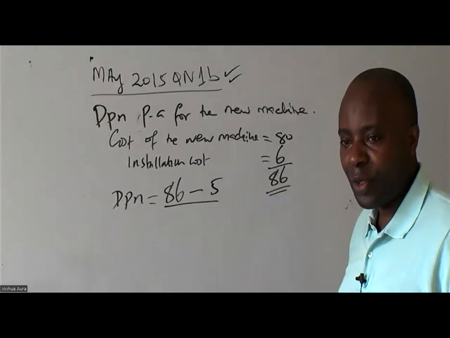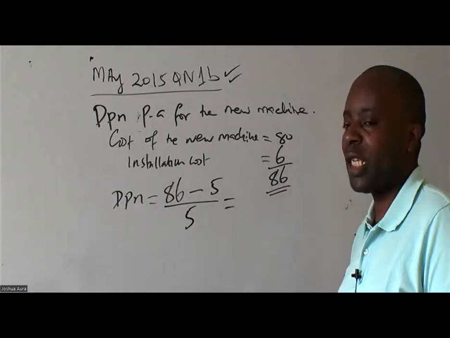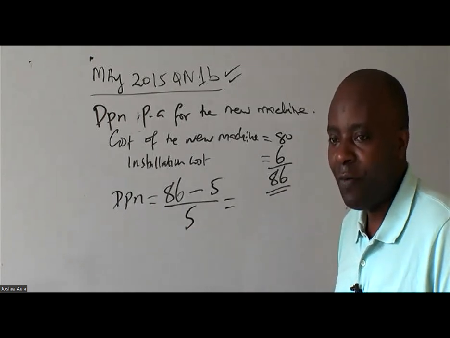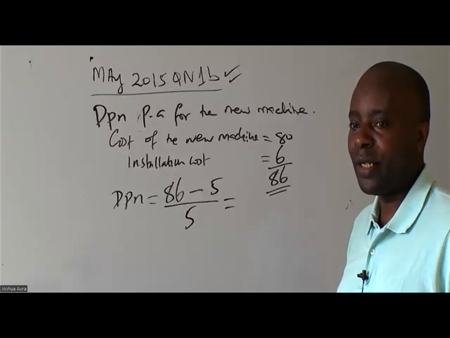How many years are we talking about? 5 years. So then could you kindly give me this figure? 86 minus 5. 86 minus 5 equals whatever we get, we say divided by 5. And then you give me an answer.